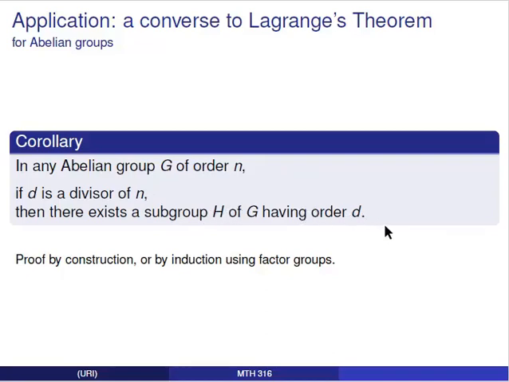Now, knowing that the group G has to be isomorphic to a direct product of cyclic groups of prime power orders, you might be able to take the structure of such a group and build a subgroup of any given order you wanted purely by construction. Another approach to proving this would be to use induction and factor groups. Now, either proof is interesting. I encourage you to look at how you would prove it.